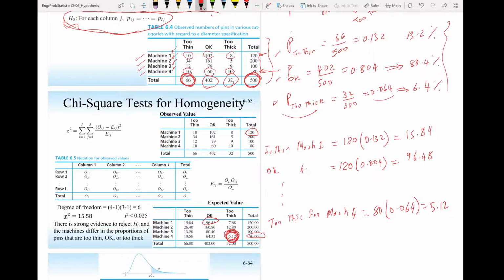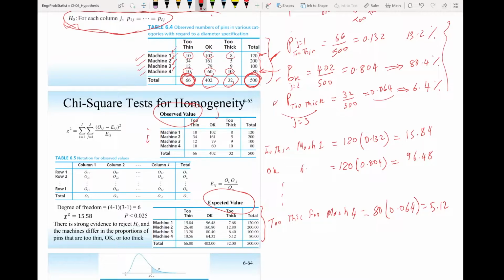Our null hypothesis: all probabilities in the J columns, which are this one, this is J equal 1, this is J equal 2, this is J equal 3, the columns, are all equal. Then we construct our expected value if the null hypothesis is correct. After we do this, now we have to find the difference between the observed value and the expected value. If the difference is small, then yes, our hypothesis is true and the machines are all uniform. Homogeneity is true for all machines.